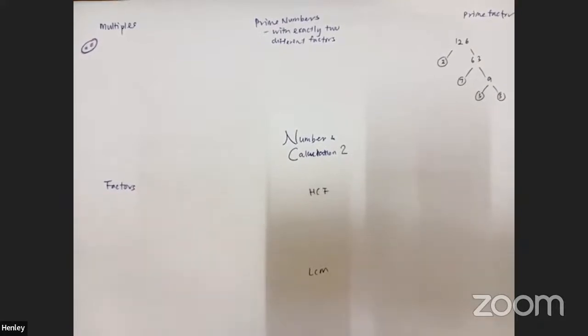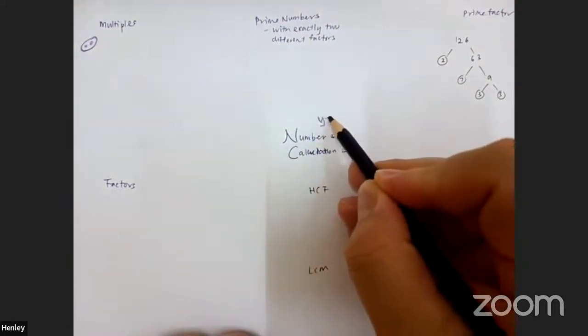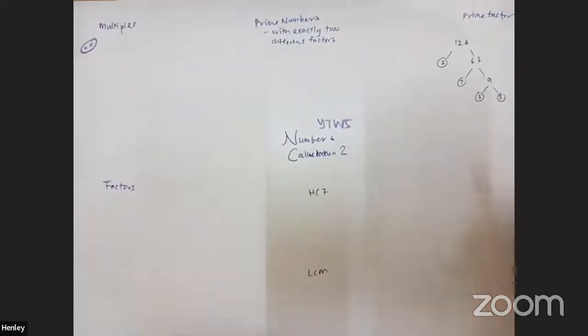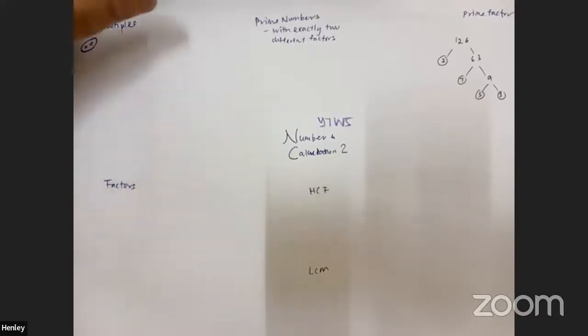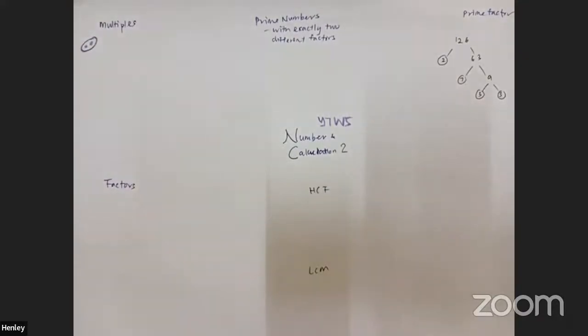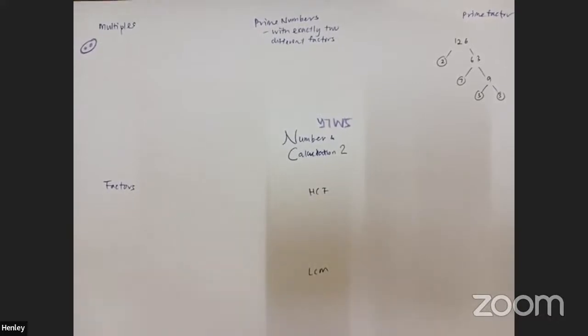This is year 7, week 5 of Number and Calculation 2. Today we will learn about multiples, factors, prime numbers, highest common factor, lowest common multiple, and prime factors, and also some tests for prime numbers and some two-digit division and multiplication. Okay, so today we shall start with our multiples.